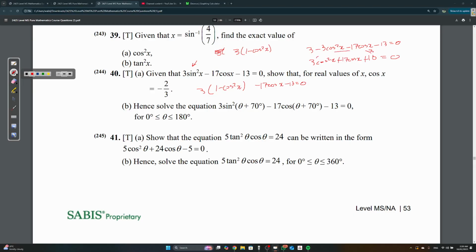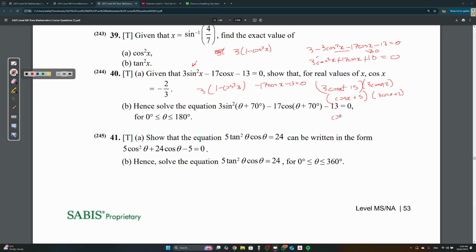Factor: 3 times 10 is 30. Which numbers multiply to get 30, but when you add them you get 17? 15 and 2. So you're going to get 3 cosine x plus 15 and 3 cosine x plus 2, so plus plus, obviously. Divide by 3, you're going to get cosine x plus 5. This is going to say 3 cosine x plus 2. So you get two solutions.